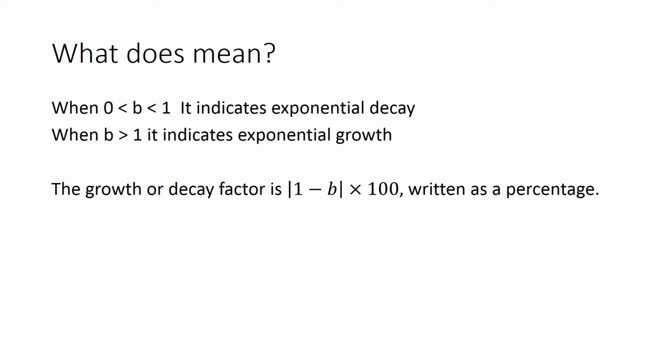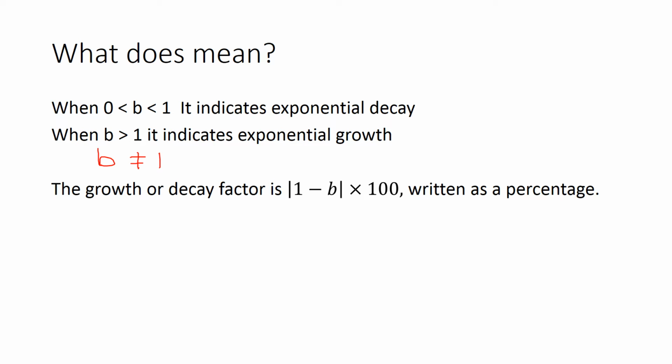So once again, when b is between 0 and 1, it indicates decay. So when b is less than 1 but greater than 0, we have exponential decay. When b is greater than 1, it indicates exponential growth. What if b is equal to 1? B is never equal to 1. And then our growth factor, we talked about that. We take 1 minus b and multiply by 100 to get a percentage.